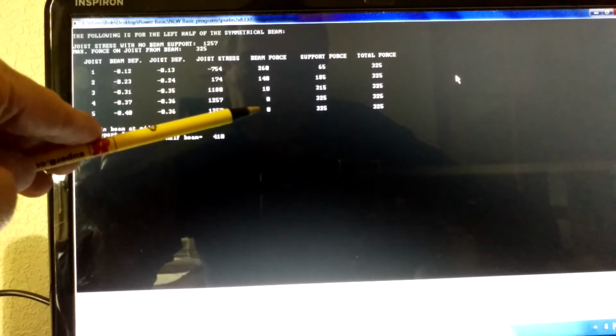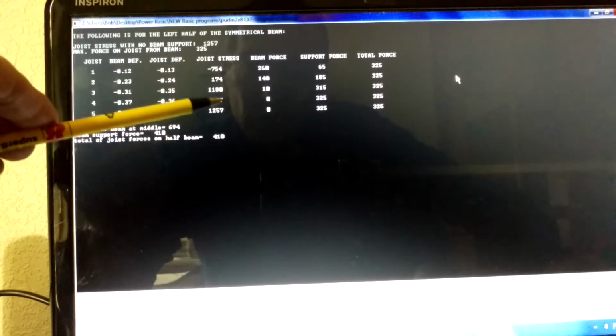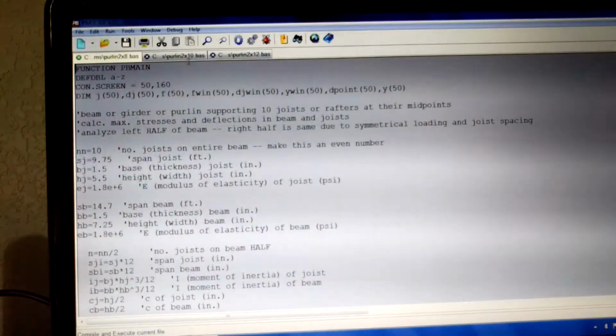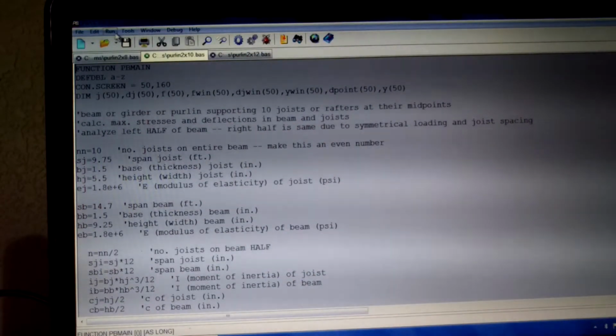Again, joist 1 would be the leftmost or joist closest to the end of the beam. 4 and 5. 5 would be the middle or close to the middle joist. So this is significant, probably not a good situation to have with this 2x8. What we'll do is run this again with the 2x10 and see what that does.